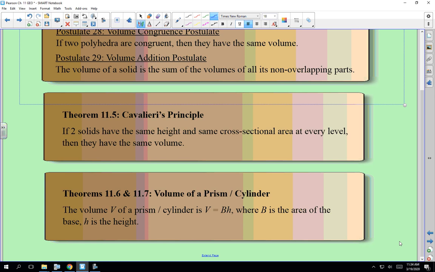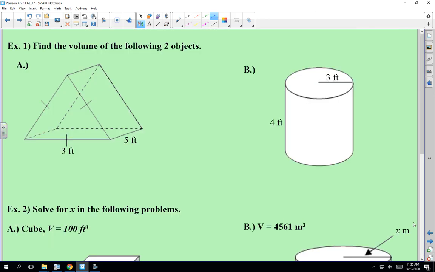Volume. This is something that's interesting. The volume of a prism or cylinder is just the base area times the height. So it's like a stack of cards, or a stack of coasters when we get to the cylinder, where B is the base area and H is the height. Volume is actually easier to calculate than the surface area. The surface area is the harder of the two. So we'll move through this pretty quickly. It's not too hard. Find the volume of the following objects.